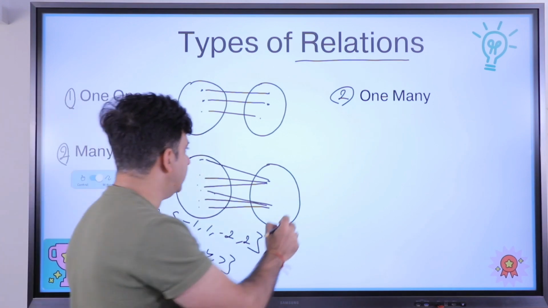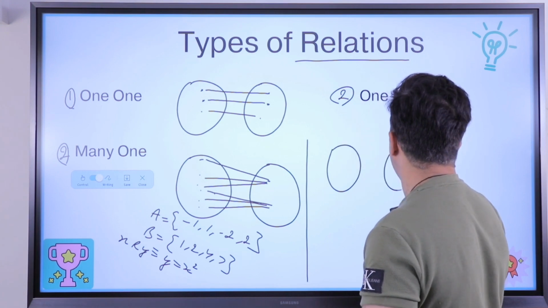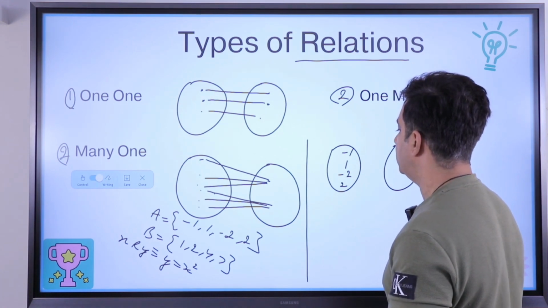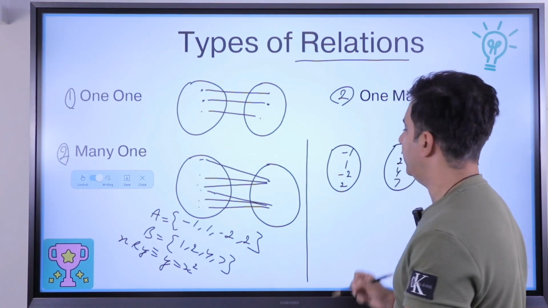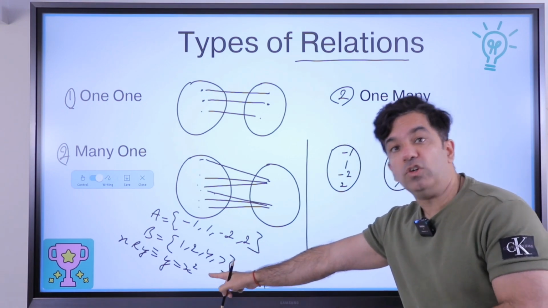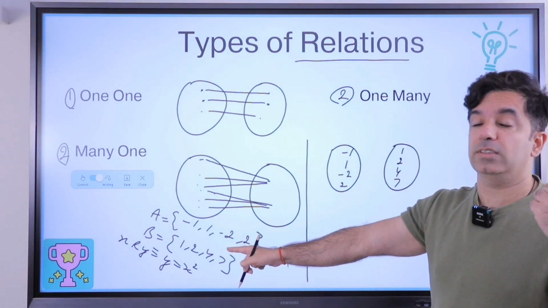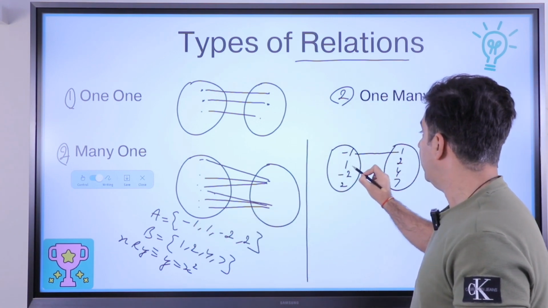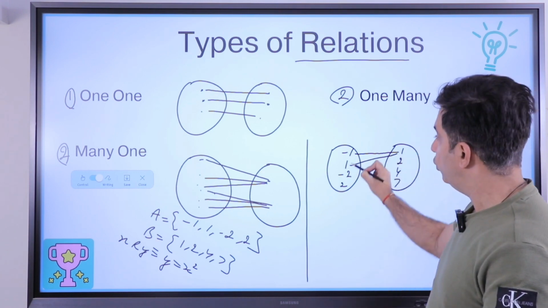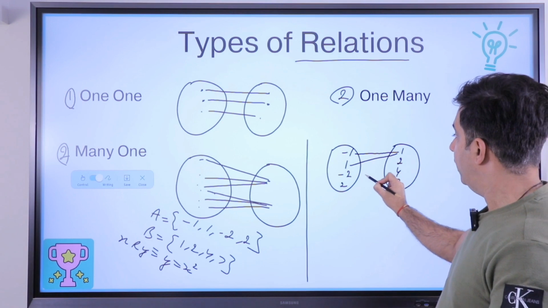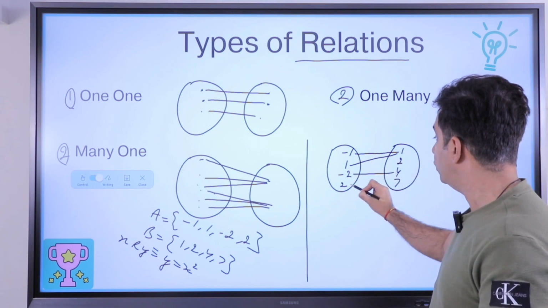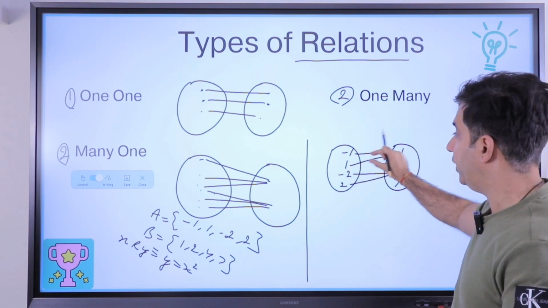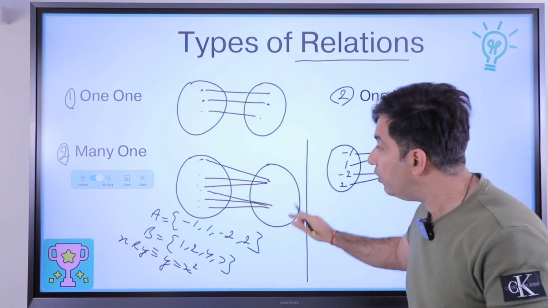Now if I create this connection, can we see that A has -1, 1, -2, 2 and B has 1, 2, 4 and 7. Through this connection, y is equal to x square, y is the square of x. So can we see that the square of -1 is 1, and the square of 1 also is 1. So these two elements are connected with this one, and -2 and 2 both are connected with this 4. So many elements of set A are connected with one element of set B. This is the example of a many-one relation.